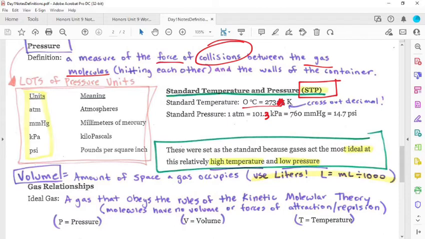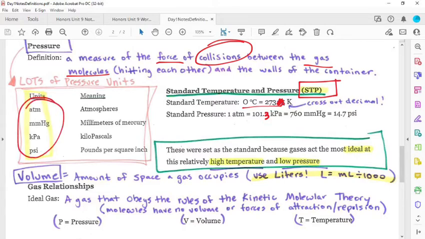Just like if your parents are pressuring you to go to a specific summer program or take a specific class next year, they're pushing you. They're trying to force you to make that decision. And so that's all that pressure is, a push, a force caused by these gas molecules running into each other and the walls of the container. So think of that when we're thinking about our pressures. How many collisions are happening, or how hard are they hitting each other and pushing on each other?